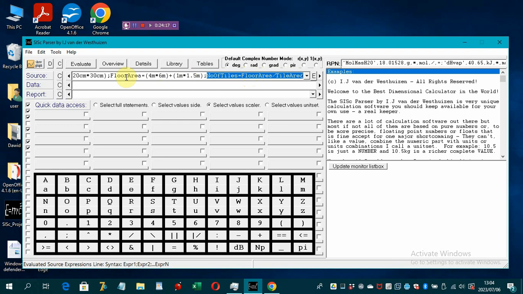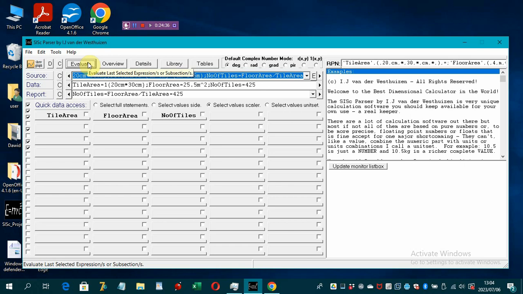So the tile area is 20 centimeter by 30 centimeter, and the floor area is 4 meter by 6 meters, plus another area of 1 meter by 1.5 meter. And let's see what we get. Let's highlight the formulas, and there's a solution.